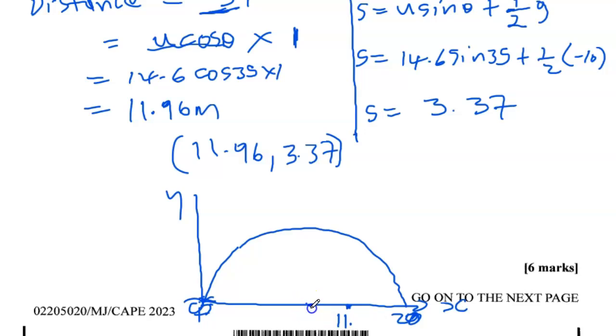Let's say 10 is somewhere here in the center. 11.96 meters would be just a bit past the 10. And then the vertical height is 3.37. So the ball would be on the motion of the ball, right?